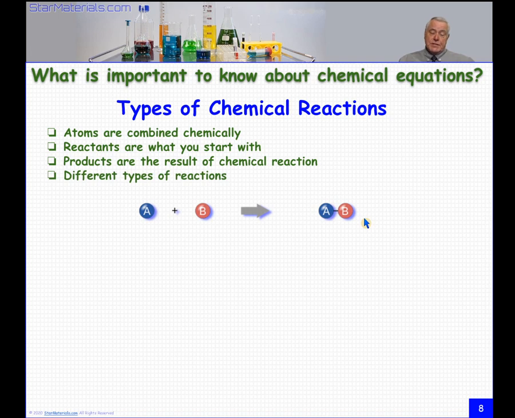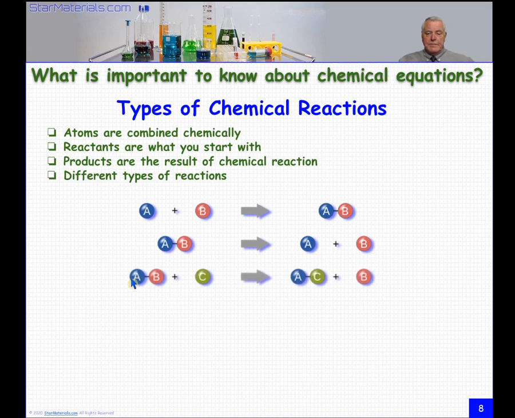There are different types of reactions, though. You can have AB reacting and then separating into A plus B. You can have A and B together reacting with C and get A and C together, giving you B. Then you can have a double replacement where C replaced B. You can have A and B and C and D, which after your reaction gives you A and C and B and D.